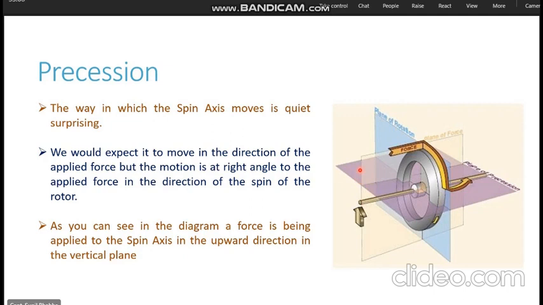But the motion of the spin axis will not be in this particular direction. A force is being applied to this end of the spin axis in the upward direction, that means in the vertical plane. But it will be moving in a surprising way.